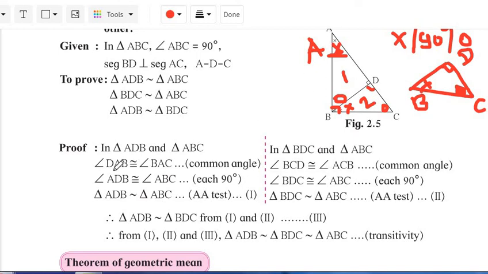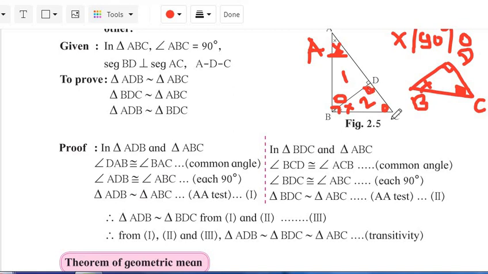Now see, if two angles are congruent, then these two triangles are similar by which test? AA test of similarity, and therefore triangle ADB is similar to triangle ABC by AA test of similarity. Similarly, take these two triangles BDC and ABC. Here in triangle BDC and ABC, now see, in BDC which angle is 90? D. So how will we write it? Angle BDC congruent to angle ABC.